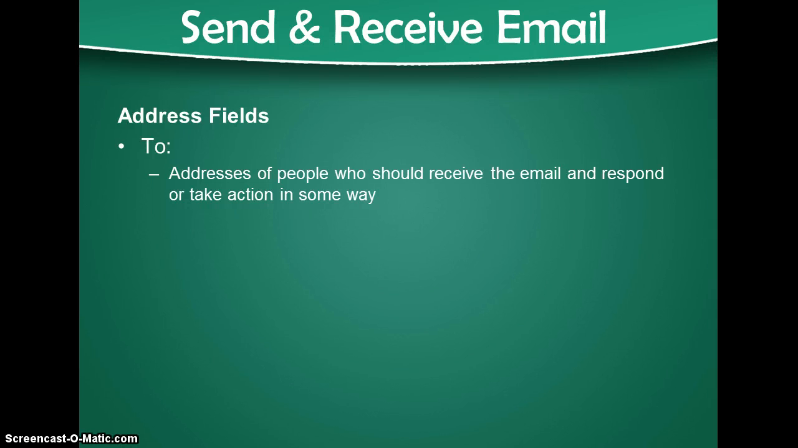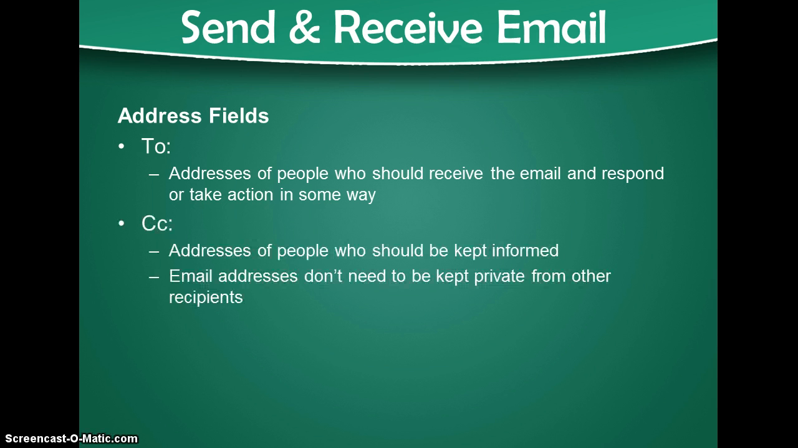In the To address field, obviously you're going to list the people who you want to send the email to, or who you would like to have receive the email. And usually, like this says here, respond or take action in some way. Sometimes you have an action required type of message, other times you don't. The CC address field, known as carbon copy, is the addresses of people who should be kept informed. These email addresses don't need to be kept private from other recipients.